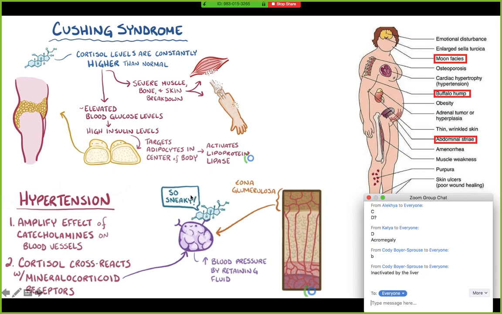And then also, just be aware of the fact that in Cushing's you can see hypertension because cortisol is going to promote fluid retention, which leads to an increase in blood pressure because it mimics your mineralocorticoids.